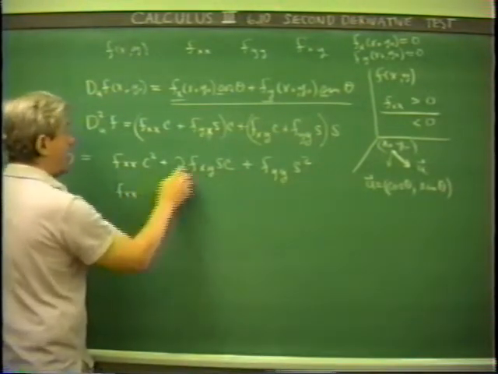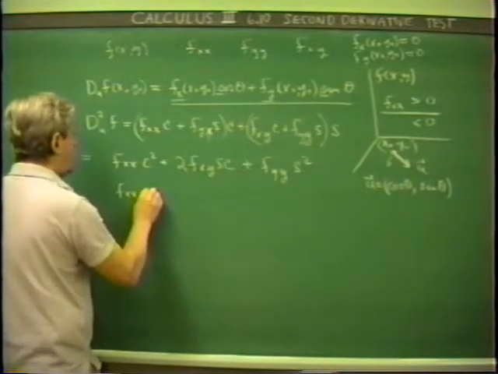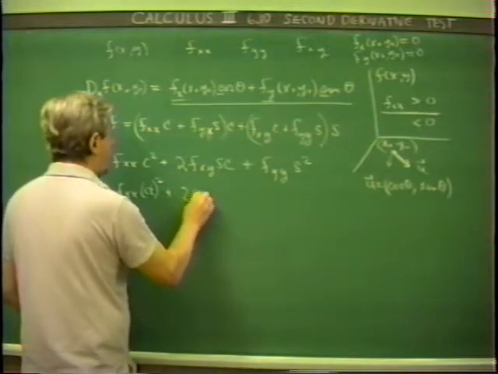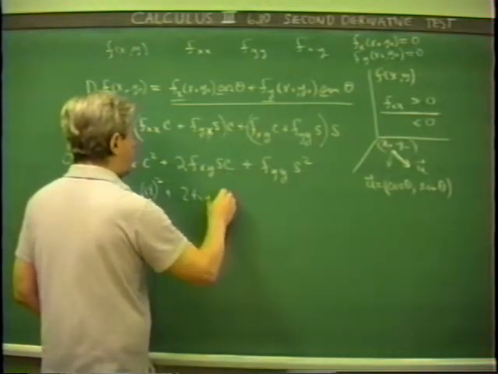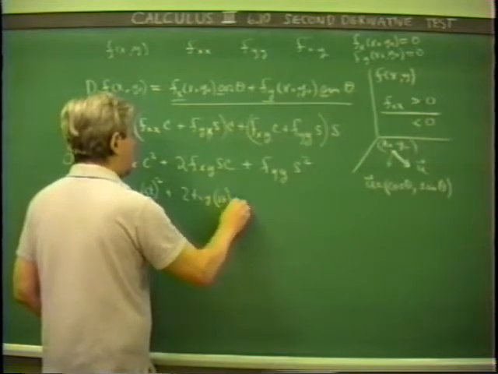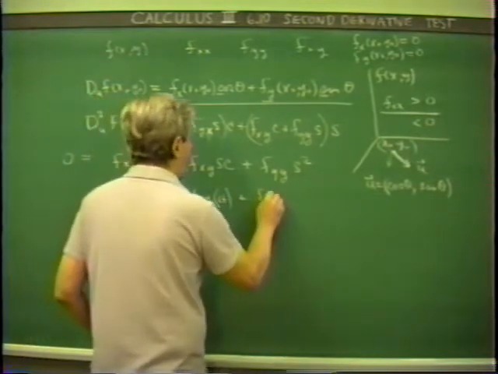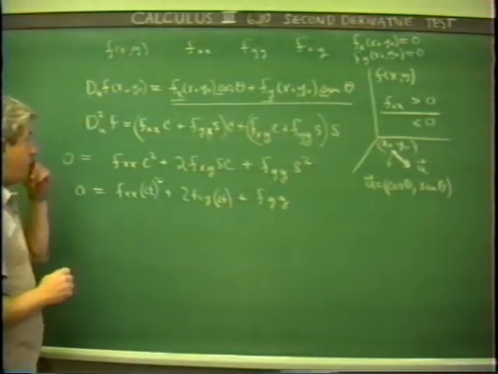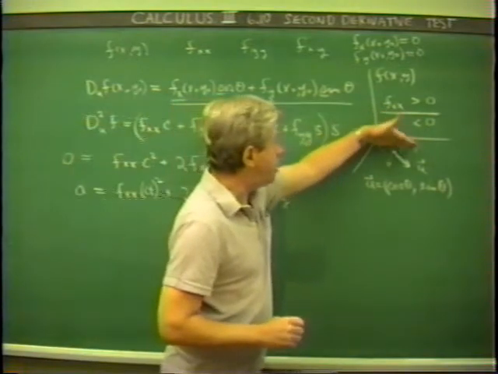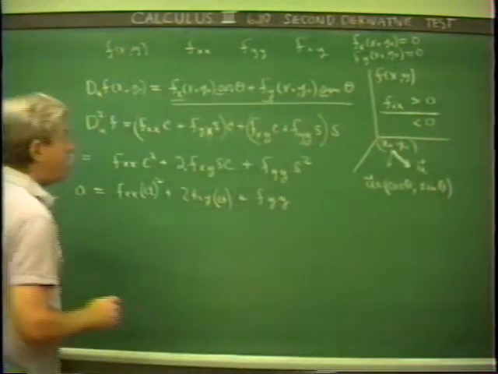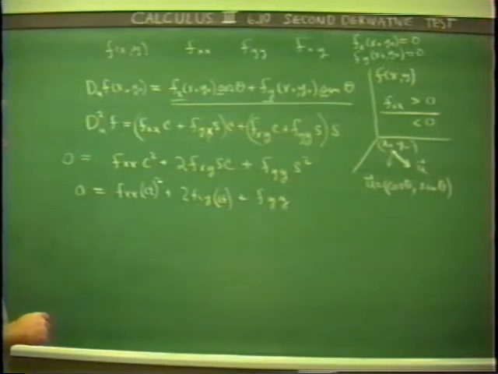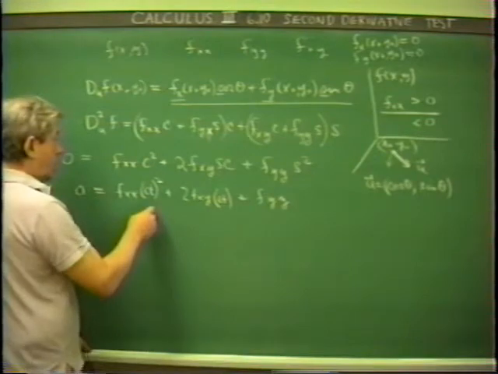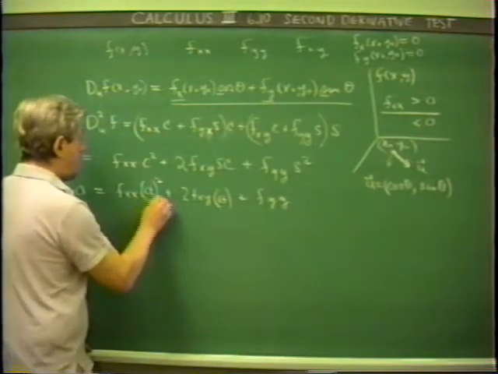So if we divide this through by sine squared of theta, we're going to have fxx, and now this is going to be cosine over sine, so this is going to be cotangent squared, plus 2 fxy, dividing by sine squared, we're going to get cotangent, plus fyy. We want to know whether it's possible that this be 0. If it's going to go from positive to negative as we change around the direction u here, and if it's continuous, it's got to go through the value of 0.